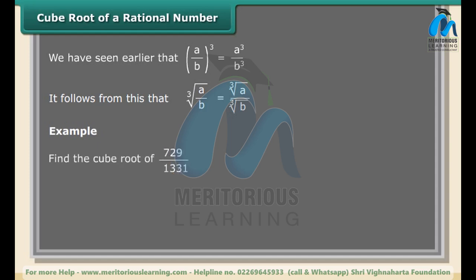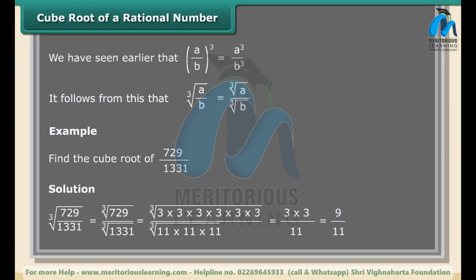Example: find the cube root of 729 upon 1331. Solution. Cube root of 729 upon 1331 is equal to cube root of 729 upon cube root of 1331, which is equal to cube root of 3 into 3 into 3 into 3 into 3 into 3 upon cube root of 11 into 11 into 11, which is equal to 3 into 3 upon 11, which equals 9 upon 11.